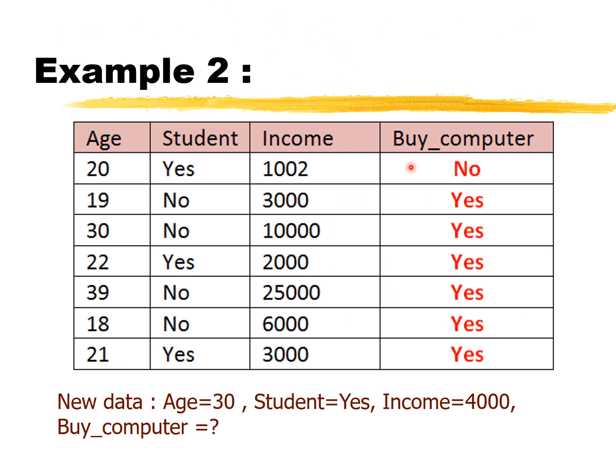Now, this is an example of training data of age, student, income, and buys computer, to know if they will buy a computer or not. So I want you to construct a decision tree for this training data, and also determine the classification of this new data where age is 30 and it's a student with an income of 4,000. The income is 4,000, and you want to classify this to be buys computer or not. So this will be yes or no.